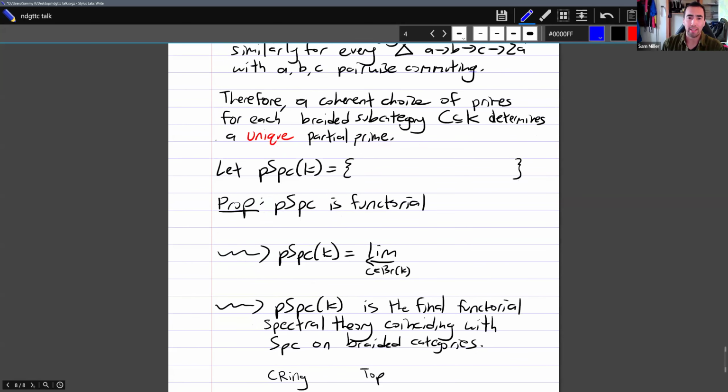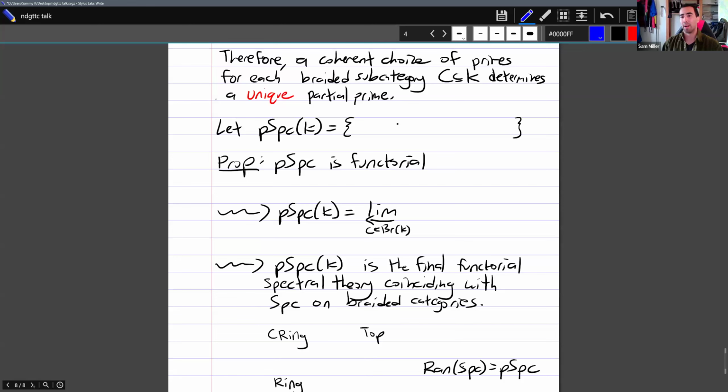And so therefore what we get is every coherent choice of primes, so coherent meaning that if we look at the intersection of this prime with a smaller subcategory, then it will remain prime. For each braided subcategory, C of K determines a unique partial prime. And so we can let P spec just be the set of all partial primes. And it's not so hard to show then that P spec is functorial.